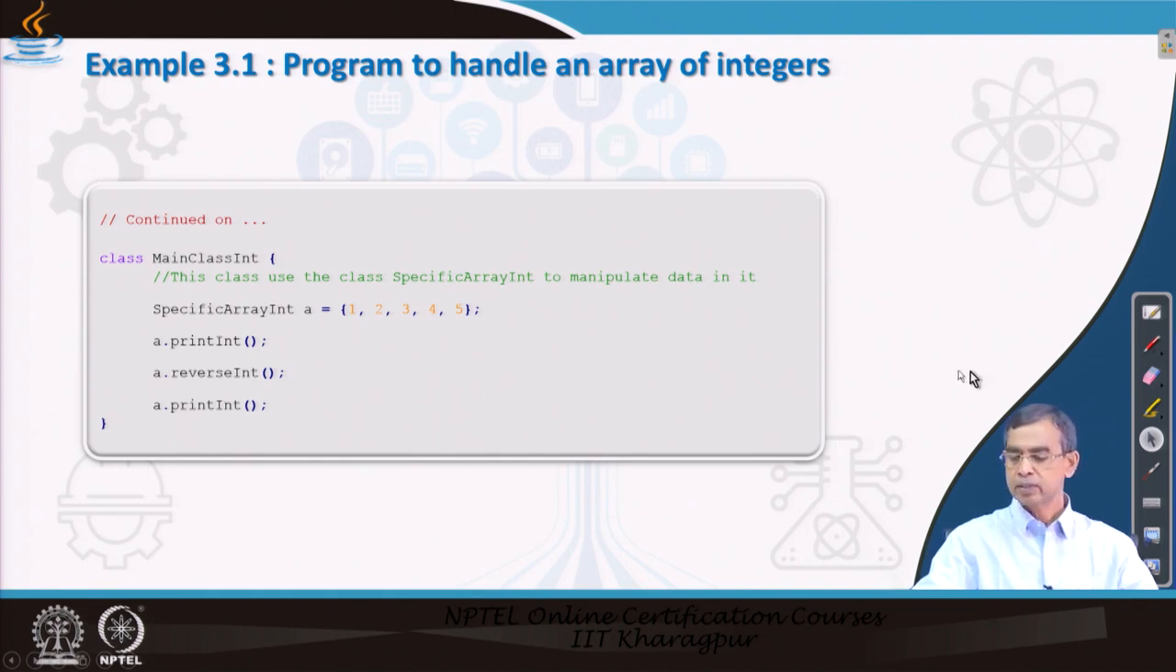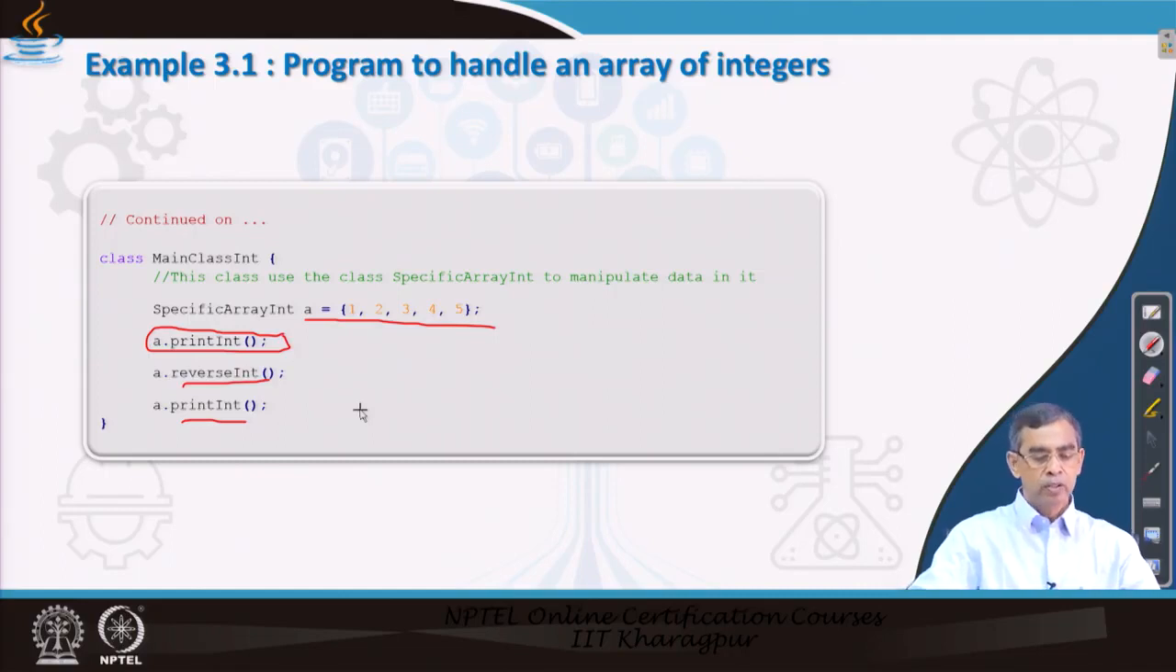Just here as we see, we declare an array A, then we call this object A for this print method to print the elements of the array A, and then this is the reversing of the elements, and then again after reversing, printing the array elements. So, here we just create an object. As we see, the name of the object that we have created, A, is basically a specific array, and it is an integer array basically.